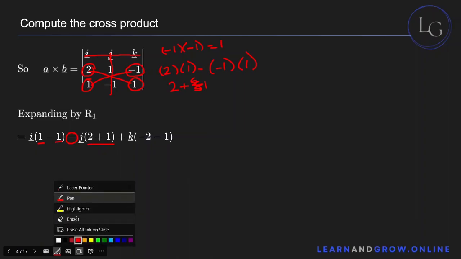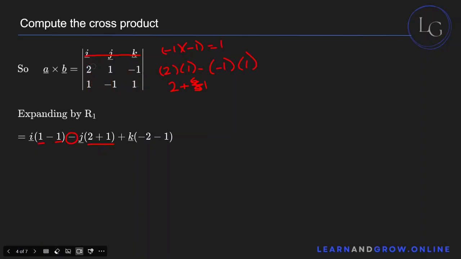Now for k, here's what you do. Again, you cancel out its column and its row. And these are the 4 terms remaining, right? And j was negative, so k will be positive. So in the brackets, 2 into negative 1 minus 1 into 1, which gives you minus 2 minus 1. And that's what you have here.